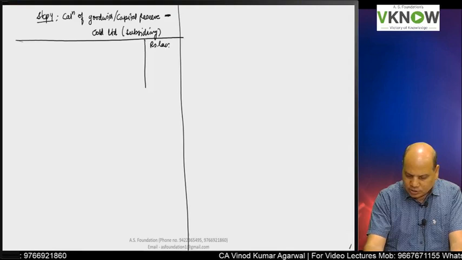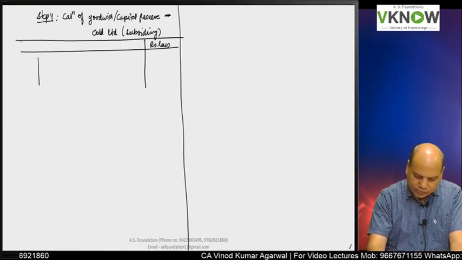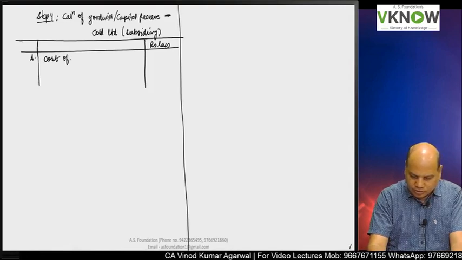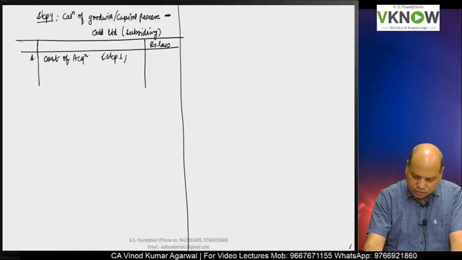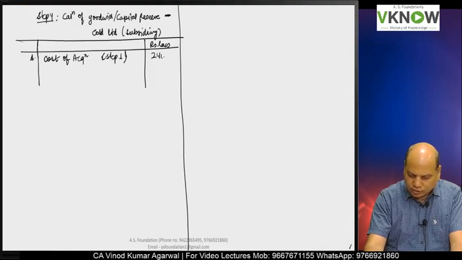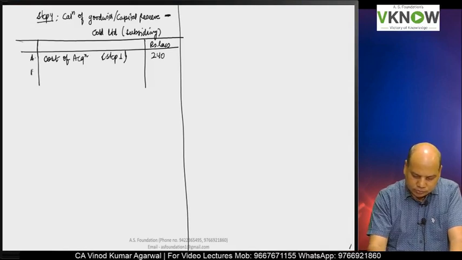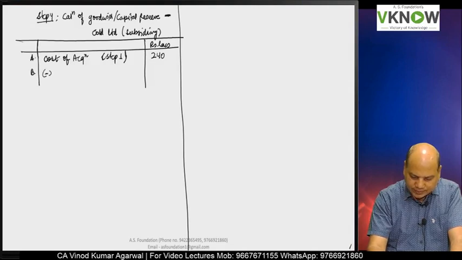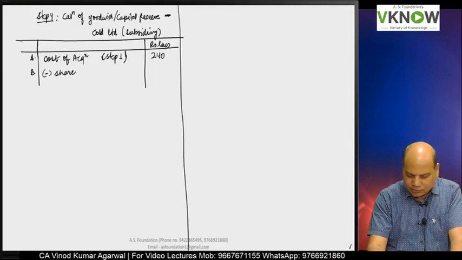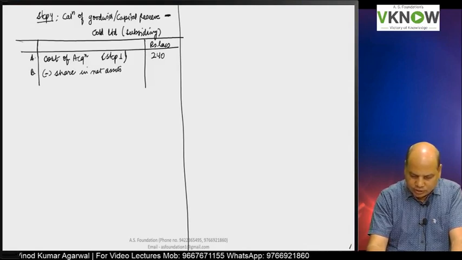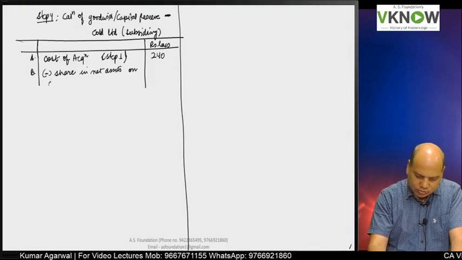Right hand side, rupees in lakhs. First write down cost of acquisition. Go to step 1. In step 1 you will find 240 lakh. Point B, share in net assets on the date of acquisition.